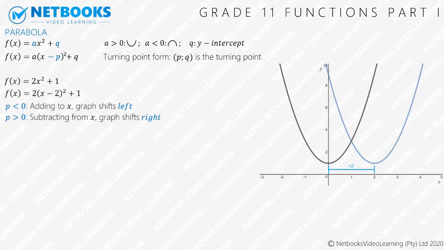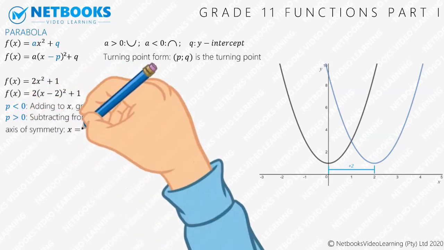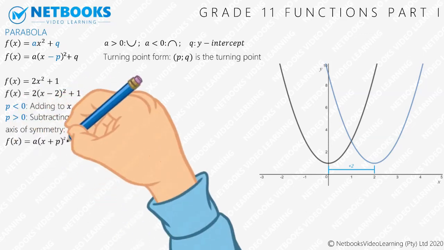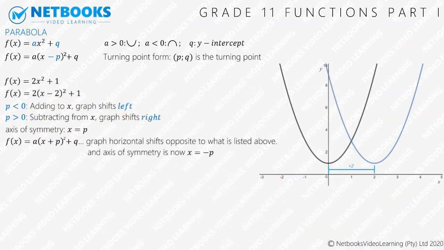The axis of symmetry for a parabola is always going to be a vertical line through the turning point. So the line x equals p. We do sometimes get a form given to us in tests or exams with p as positive. In this case, the turning point will be at negative p, q. Now, if we multiply out the parabola in this turning point form, we will get the standard form.